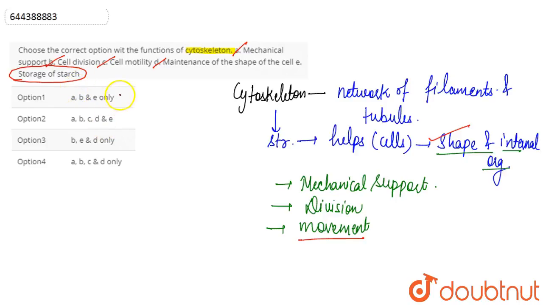So option 1 will be wrong because it is involving E. Similarly with option 2, similarly with option 3. Hence only option 4 is correct because it is not involving the E part. So option 4 is our correct answer here.